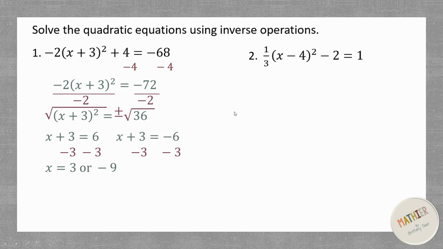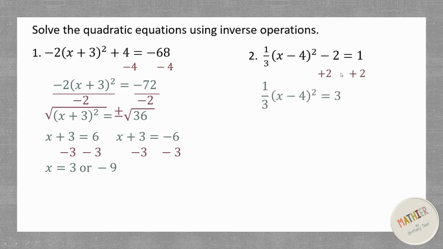Moving on to number 2. So x is inside the parentheses. We want to first get rid of everything outside of the parentheses. We've got multiplication, square power, and we have subtraction. So we want to get rid of the subtraction first. We would add 2 to both sides.